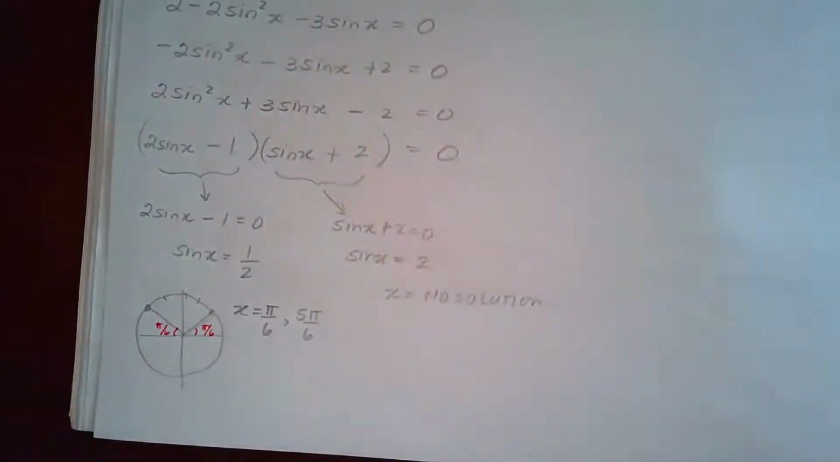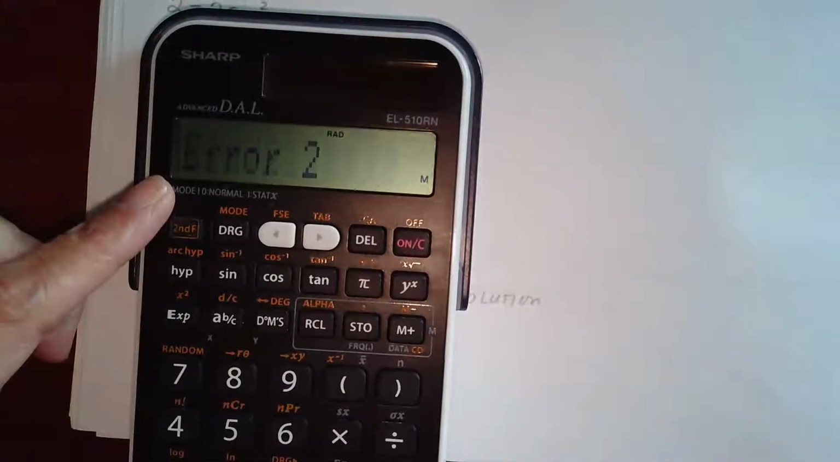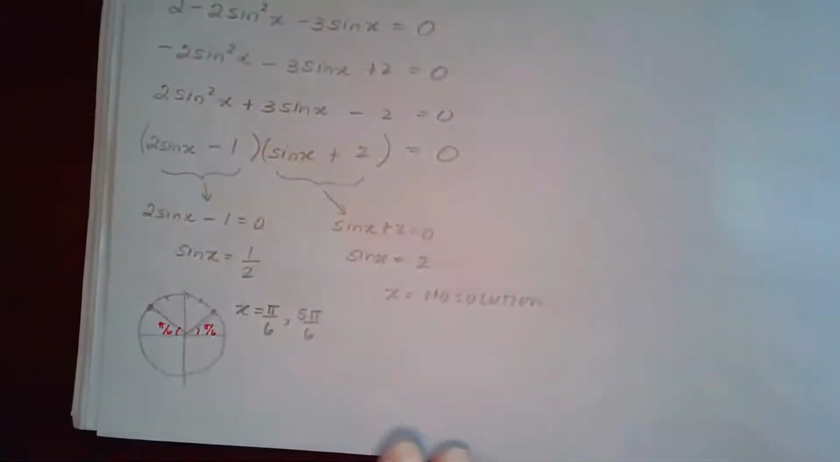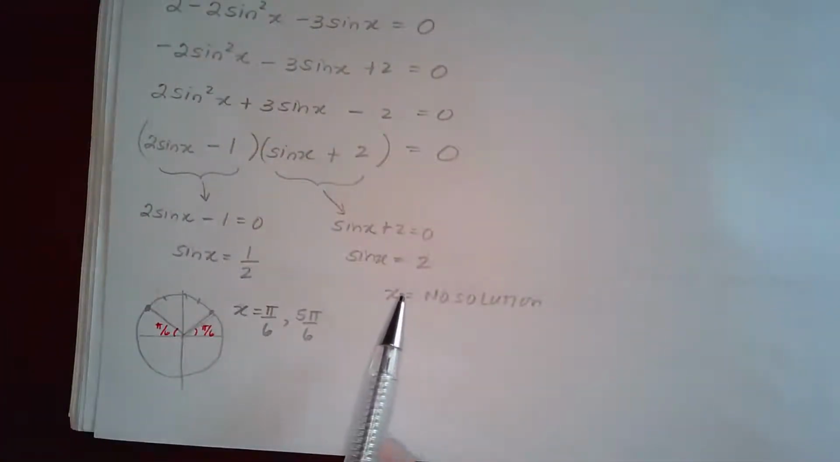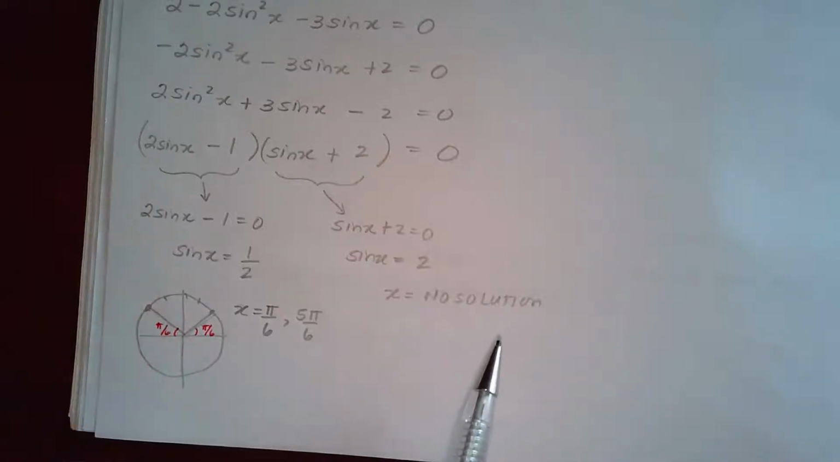Okay, so just to see what that is, let's try it. Sine inverse of 2, then you're going to get an error. Okay, error. Now, why is that? You're probably thinking, is there a way for me to figure out why there's no solution?